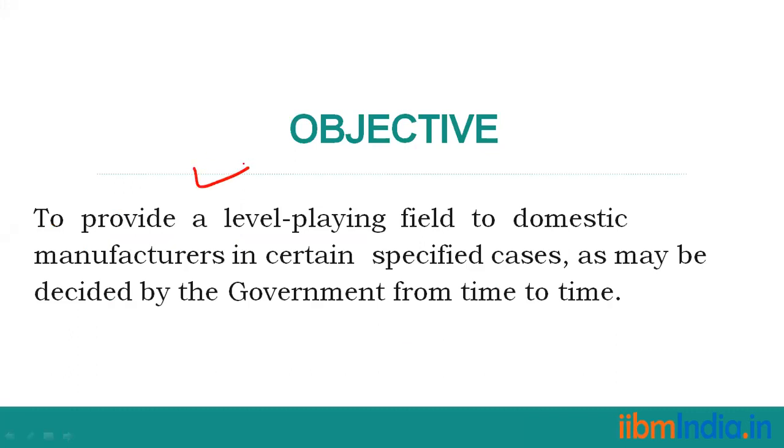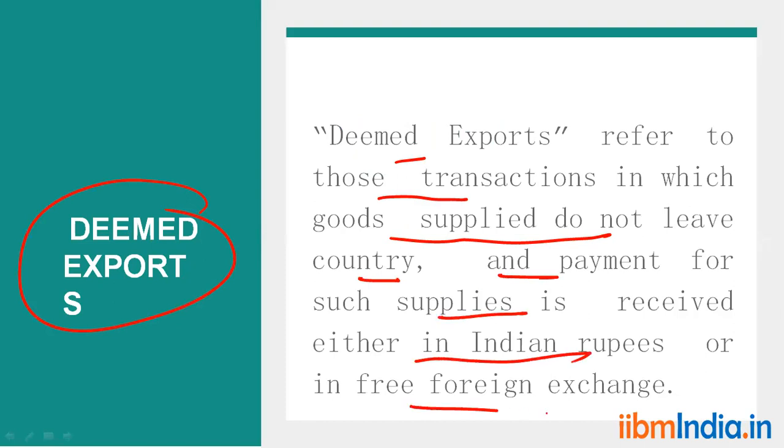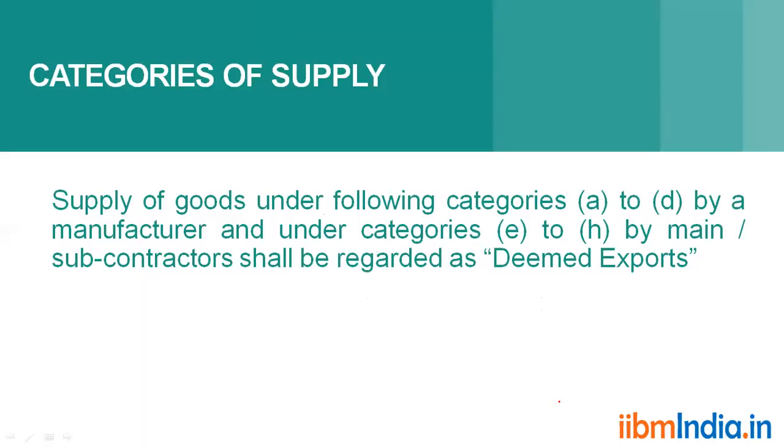To provide a level playing field to domestic manufacturing in certain specified cases as may be decided by the government from time to time. So what is the objective of deemed exporter? To provide a level playing field to domestic manufacturers in certain specified cases as may be decided by the government from time to time. Deemed exporters. Deemed export refers to those transactions in which goods supplied don't leave the country and payment for such supplies is received either in Indian rupees or in free foreign exchange.